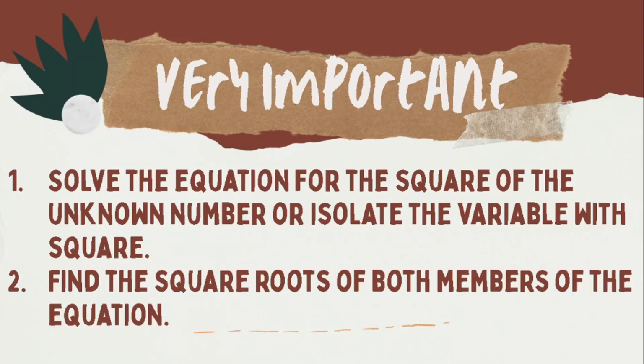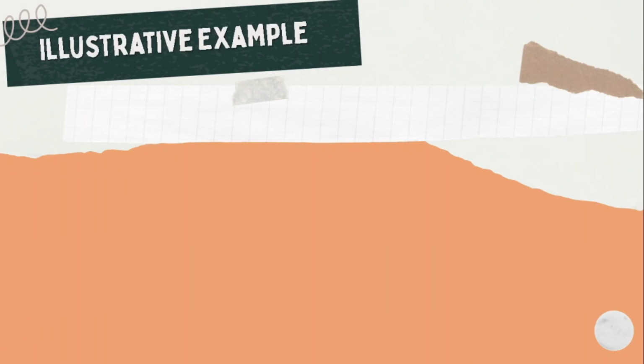Remember these very important steps. First, solve the equation for the square of the unknown number, or isolate the variable with square. Second, find the square roots of both members of the equation. Let's have some illustrative examples.